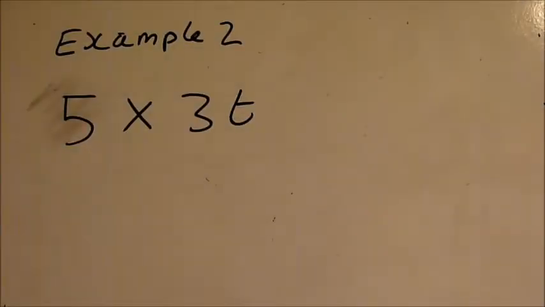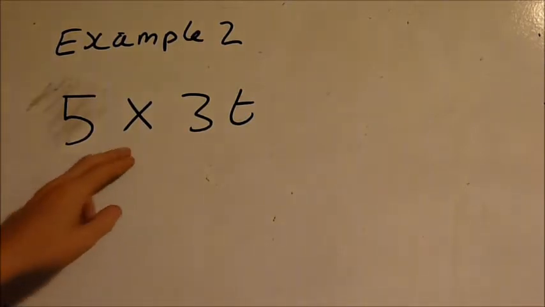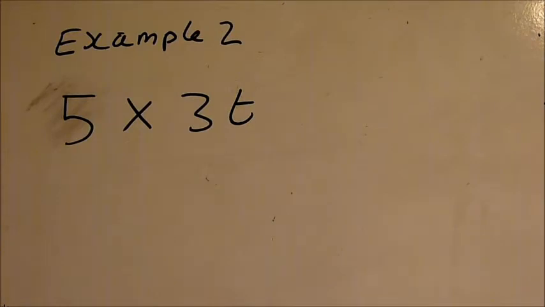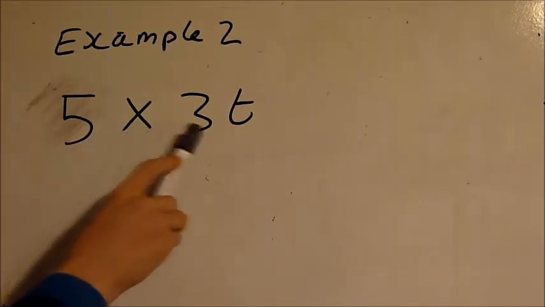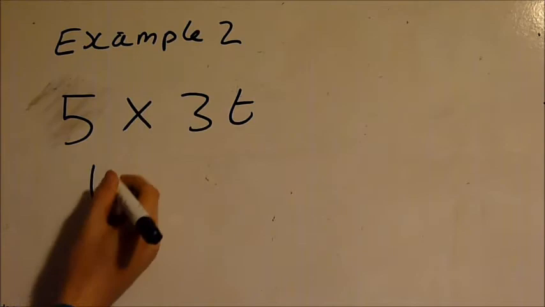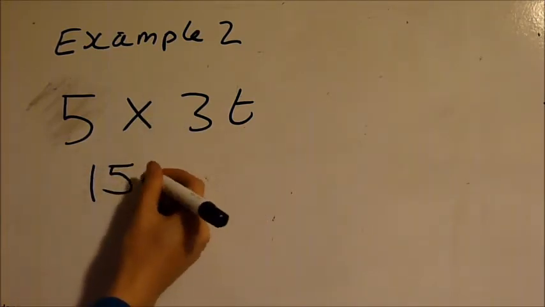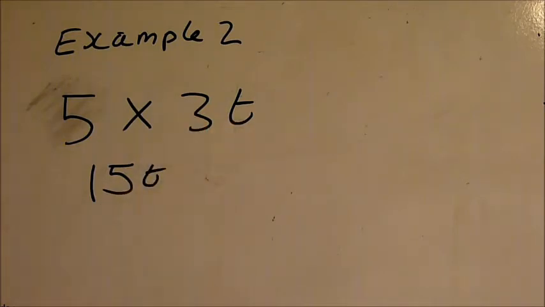Okay, so here we have another example. 5 times 3 times t. Rather than go through the long approach, which I did in the last example, we're just going to show you the shortcut now. We can just do 5 times 3, which is 15. And then there's a t on the end, because there's a t here. So 5 times 3t is just 15t.